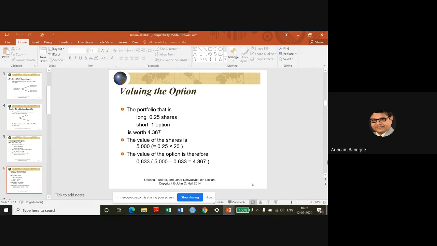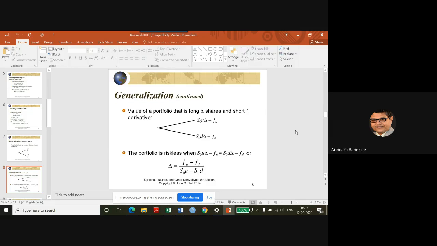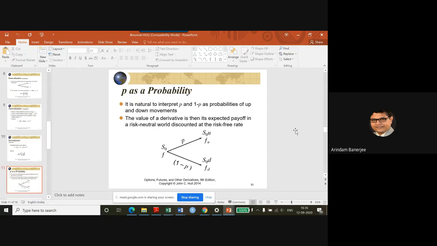Fine. Now we can generalize it. If I add probability here, say this is my spot, it can go up to S naught U up, S naught D down. If the option value is U here, and D if it goes down, my objective is to calculate F, where P is the probability for upside, and obviously 1 minus P is the probability of downside.